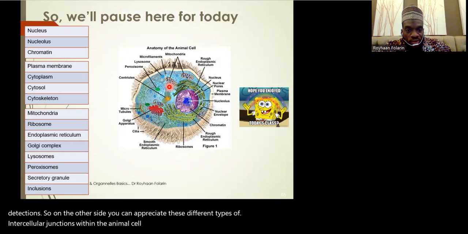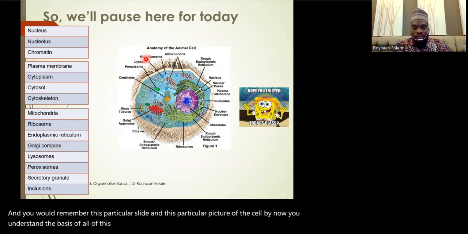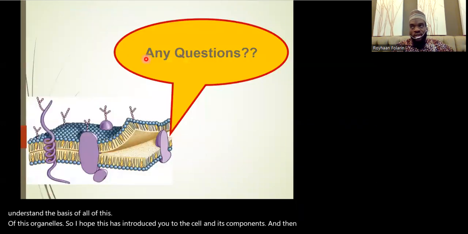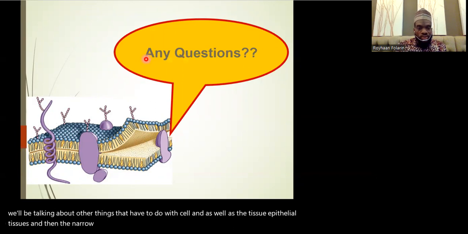So here is a good place for us to pause today, and you would remember this particular slide and this particular picture of a cell. By now, you understand the basis of all of these organelles. So I hope this has introduced you to the cell and its components, and then we'll be talking about other things that have to do with the cell as well as the tissues, the epithelial tissues, and then the nervous tissues in the subsequent class.